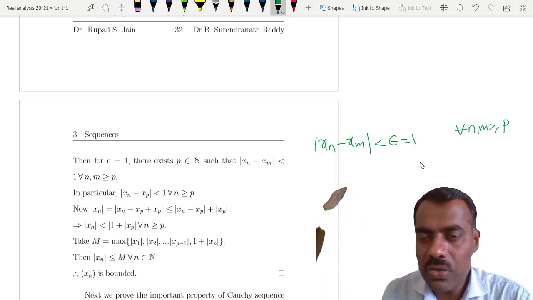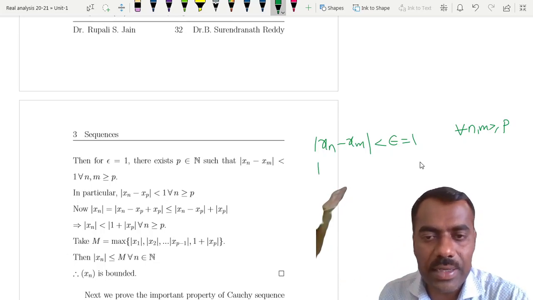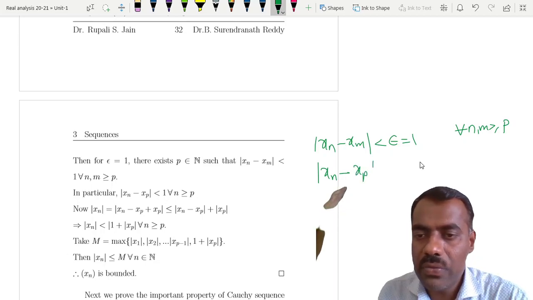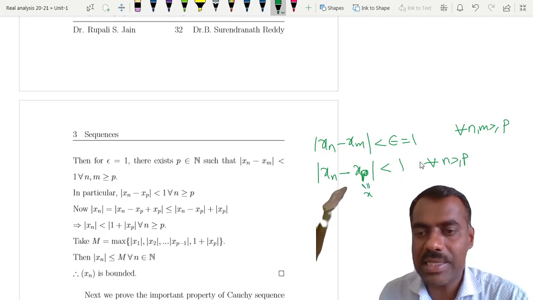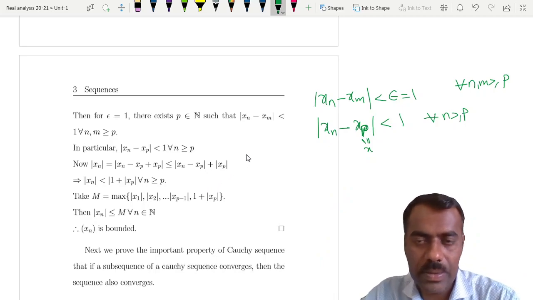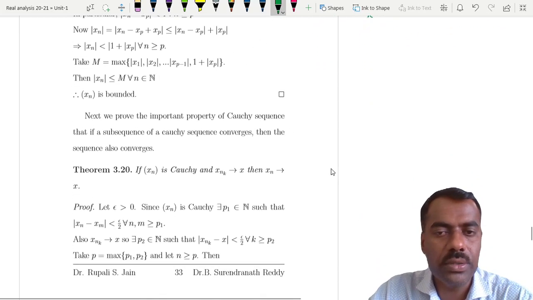Here, instead of varying two elements, we fix one element and vary the other. In place of m greater than or equal to p, we take m equal to p. So |xn minus xp| is less than 1 for all n greater than or equal to p. This just becomes like x in our convergent sequence proof, so all the remaining proof follows as it is. That is the only step we have to make sure of. All details are here, you can go through it.